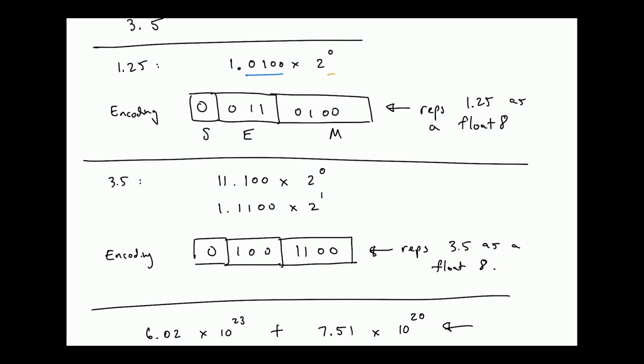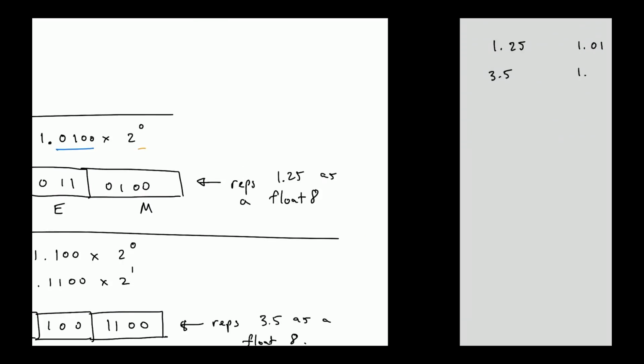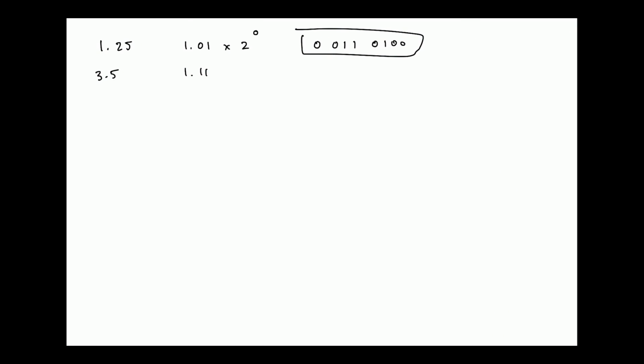So I'm going to need some space, so let me go over to a clean sheet. And if somebody would be so kind as to remind me, what was the encoding? This was 1.01 times 2 to the 0. And the encoding was 0 for the sign bit, 3 for the exponent. And what was the mantissa? 0100. Okay, so this was our encoding, and then 3.5 we wrote as 1.1 0 0 times 2 to the 1st, and that was encoded as 1100. Okay, so that's just copying down what we had before.